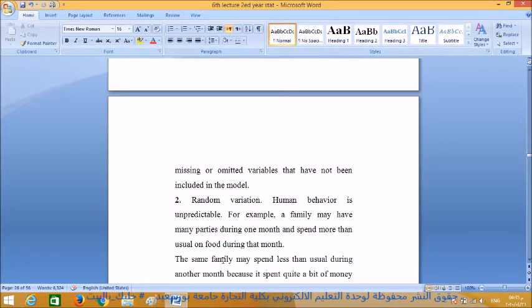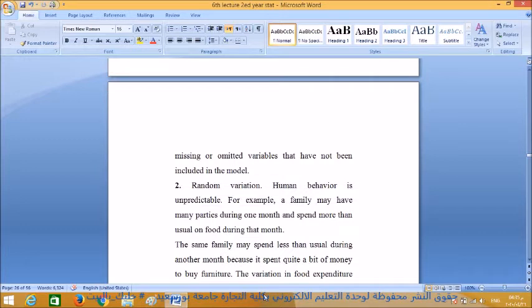The same family may spend less than usual during another month because it spent quite a bit of money to buy furniture.